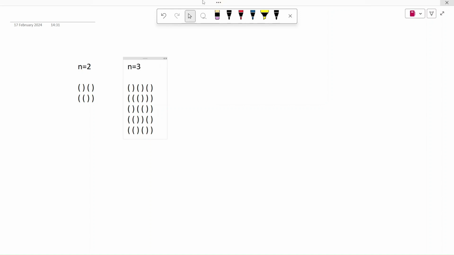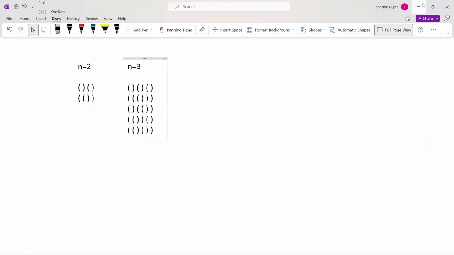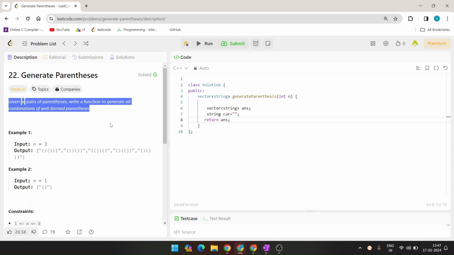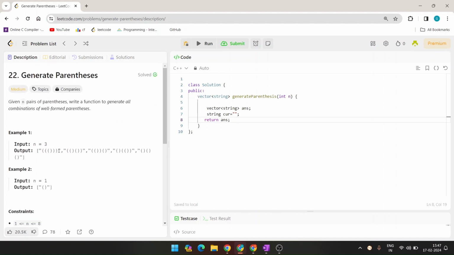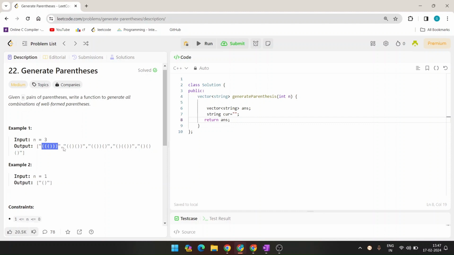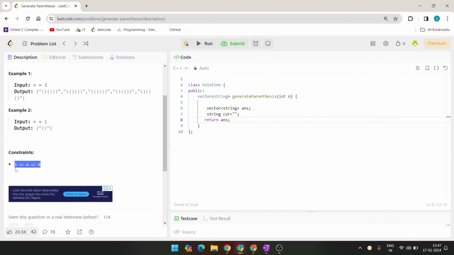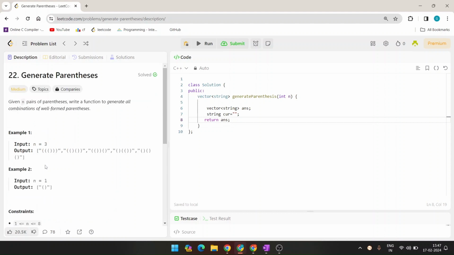Before we solve this question, we should see what the constraints of the question are. If you see here, n at most goes up to 8. That tells us that there is something of a recursion here, and we can think of all possible combinations. Whenever you see that n is small like this, you can think of it as a recursion type problem.